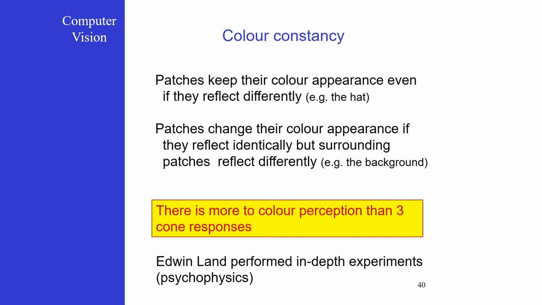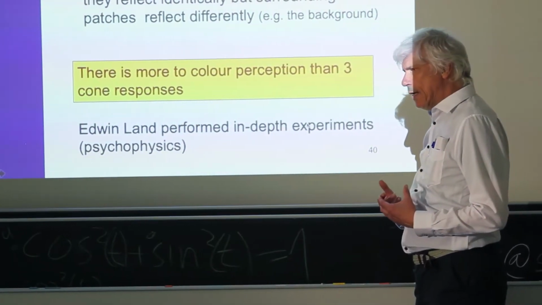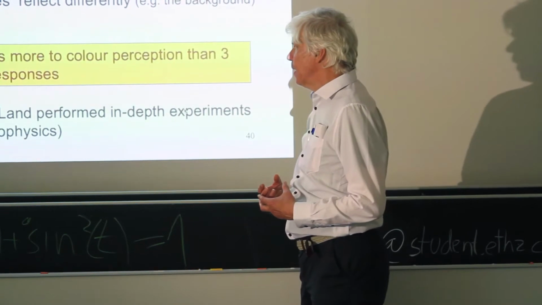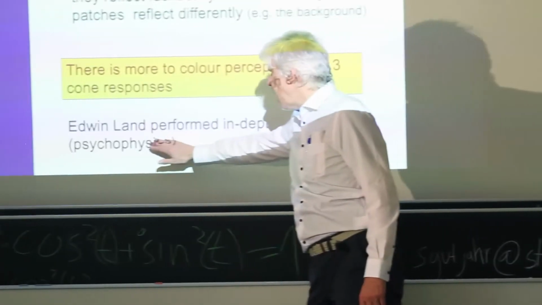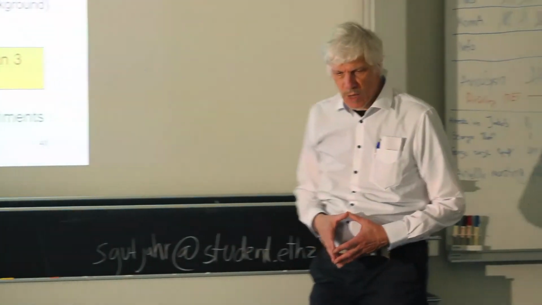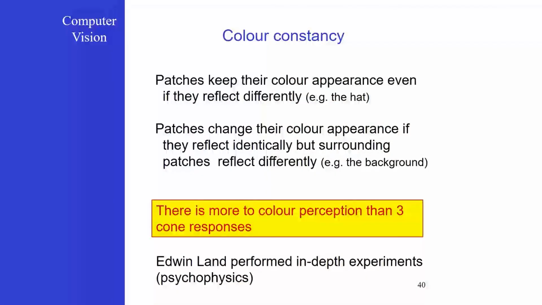This whole idea of color constancy and the fact that humans can actually see color even under differently colored illuminations has been studied extensively by Edwin Land in psychophysics. And he also had the Retinex theory and so on, about how that could go on computationally.